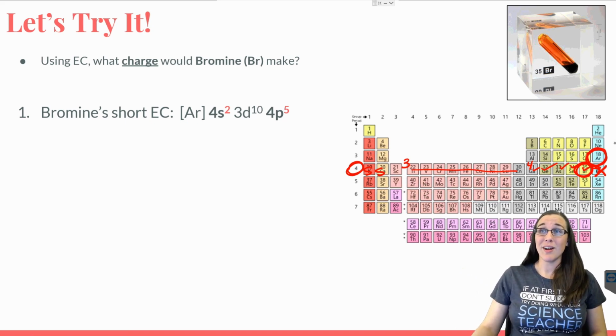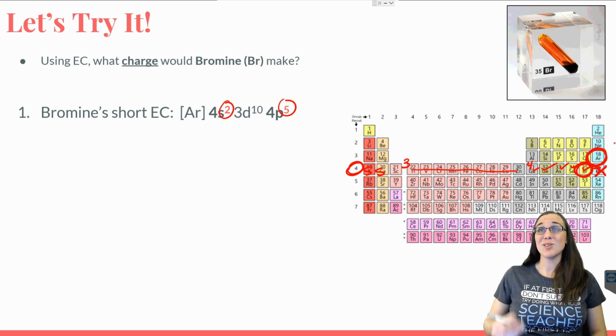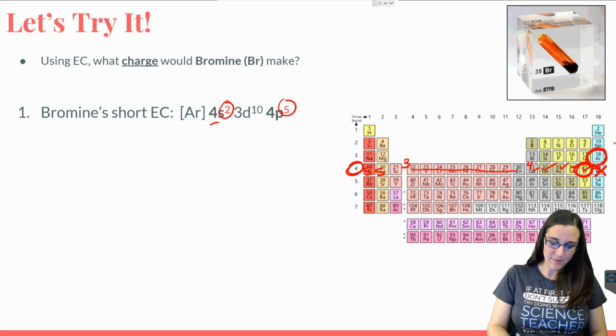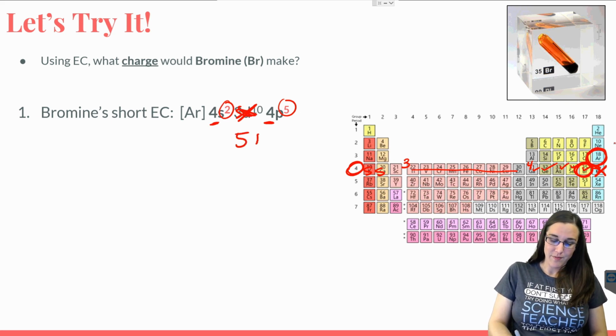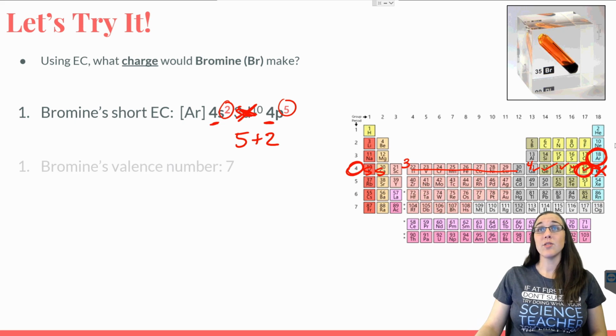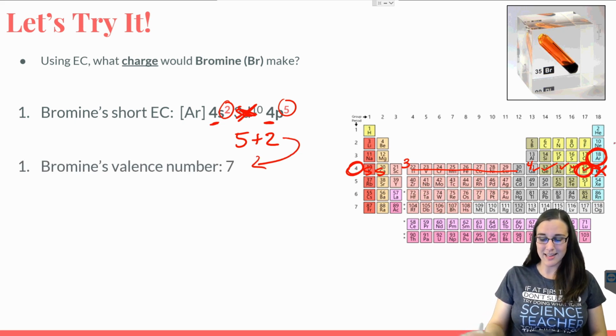Now if we want to figure out the charge, first we need to figure out the valence. That's the reason why I have these in pink, because those are the highest level. Highest level is 4, so we don't care about that middle one there. We only want to add our 5 plus 2. So then bromine's valence number is 7. That's how we got that 7.